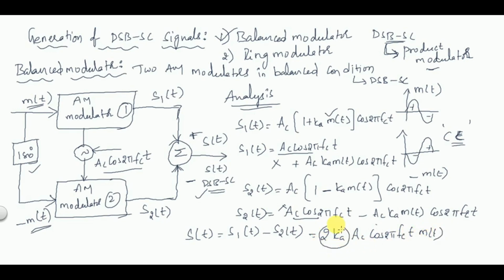Except for a scaling factor, if you observe, the output is again the product of m(t) and c(t), which is a DSB-SC signal. So we can say that the output of this balanced modulator is a DSB-SC signal, and hence a DSB-SC signal is produced at the output of the balanced modulator.